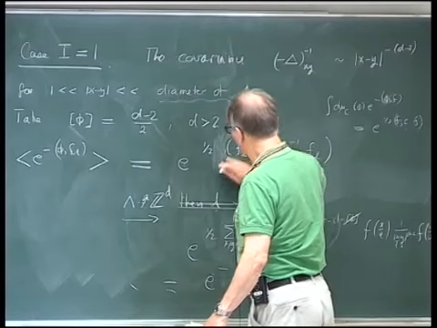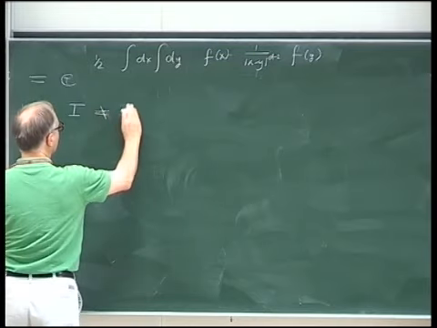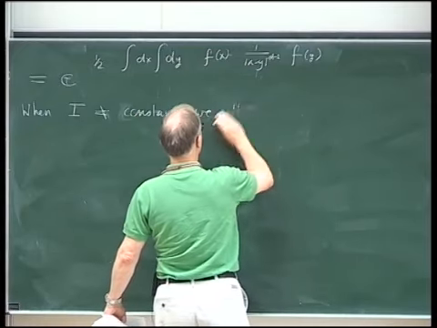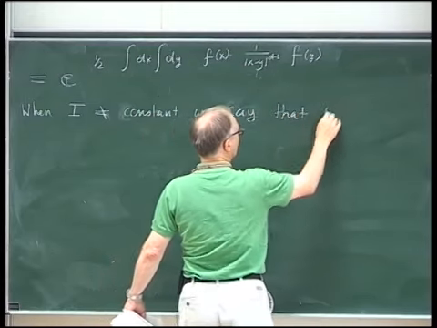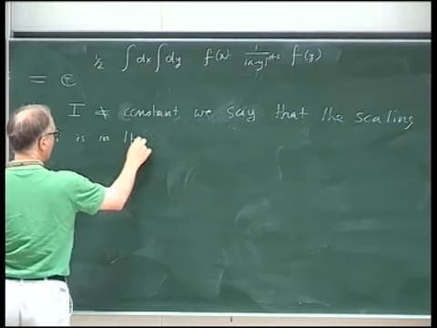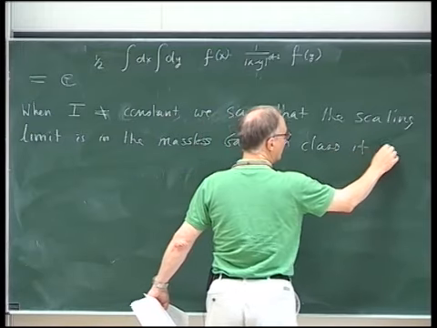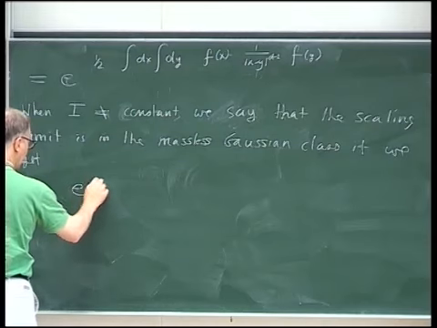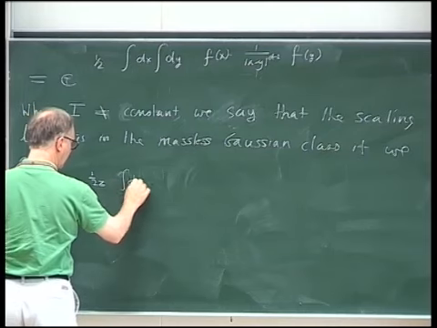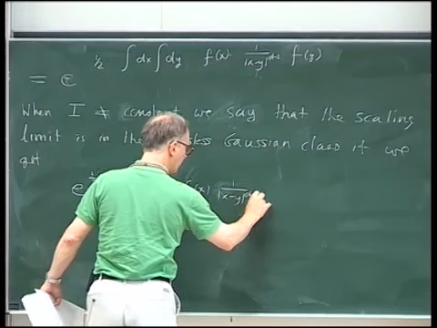I think I should not put it in here, but just make it in a remark. When I is not 1, is not constant, we say that the scaling limit is in the massless Gaussian class if we get e to the 1/2 with a parameter z here, and then this expression here, dx dy f of x 1 over x minus y to the d minus 2 f of y.